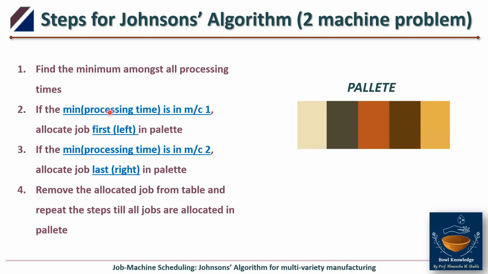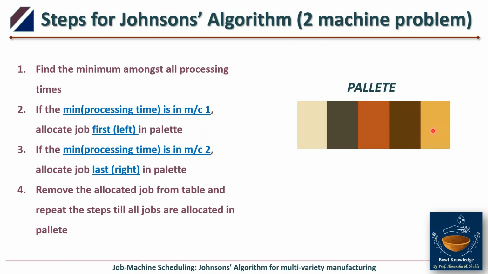So if your processing time is minimum in machine 1, you assign the job from the left side, that is, first. If we always move from left to right, this is first and this is last. So you assign the job first in the pallet. But if the minimum processing time is in machine 2, you assign the job last in the pallet, that is, on the right in the pallet.